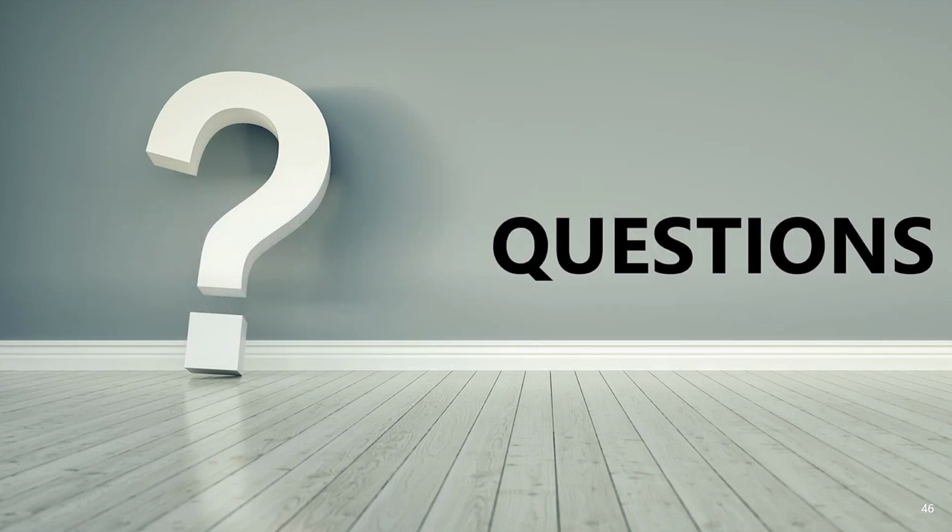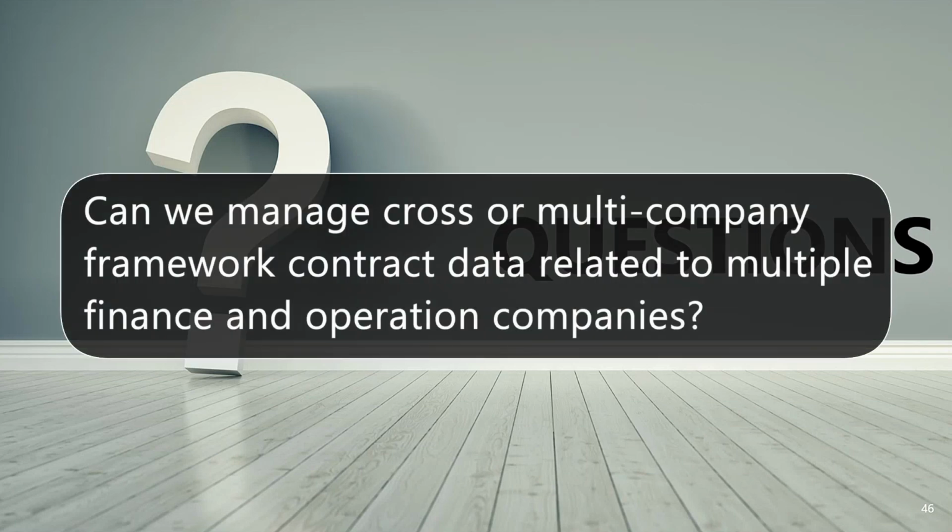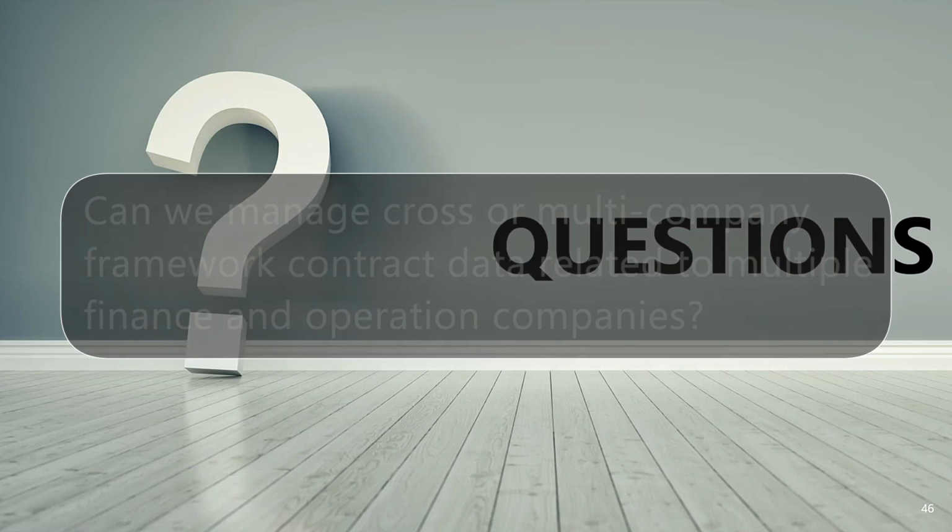So now the question is, can we manage cross or multi-company framework contracts that are related to multiple finance and operation companies? Yeah. So currently, the scope of this integration framework does not support multi-company global contract management capabilities, but is very specific to the legal entities where these contract IDs and purchase agreement IDs are mapped. And definitely, if there is a need for multi-legal entity contract management, then we should consider it as part of the roadmap.